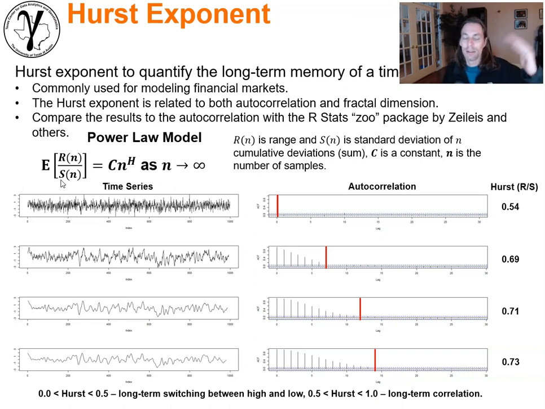You have negative and positive values, and so we're seeing overall how it's going. Now C is going to be a constant, N is going to be the number of samples, and we're going to fit with a power law relationship the Hurst exponent. Okay, and now how do we interpret it? How do we look at it?